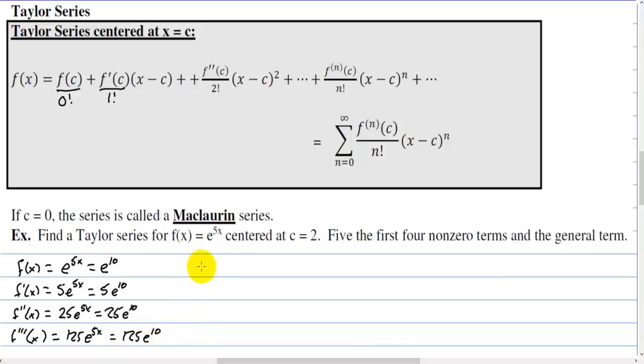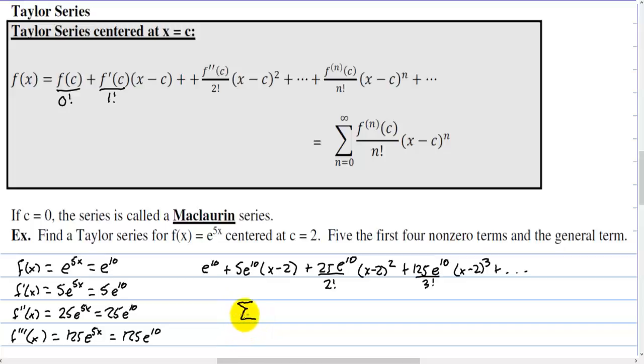So the Taylor series is going to be e to the 10th, plus 5e to the 10th times x minus 2, and then plus 25e to the 10th over 2 factorial, times x minus 2 squared, and then finally plus 125e to the 10th over 3 factorial, times x minus 2 to the third, and then plus dot, dot, dot. Well, we can summarize this. We're going to sum from n equals 0 to infinity. And we have e to the 10th in every single one of them. So we have e to the 10th times 5 to the n, over n factorial, times x minus 2 to the n.